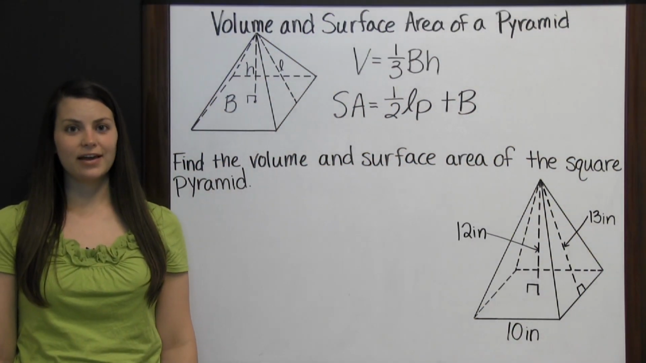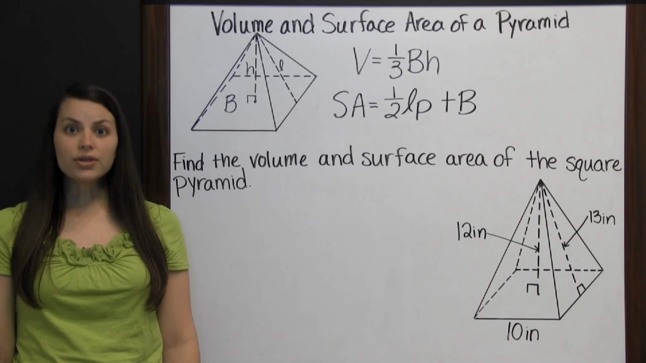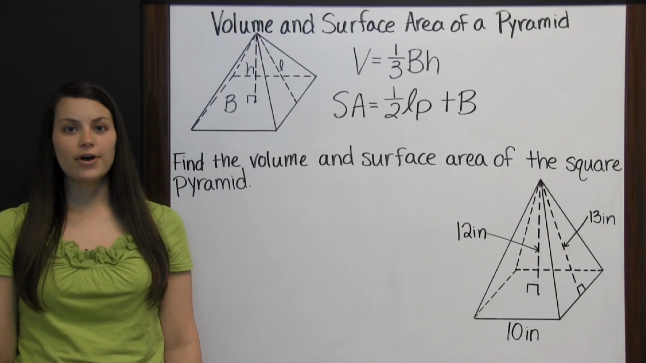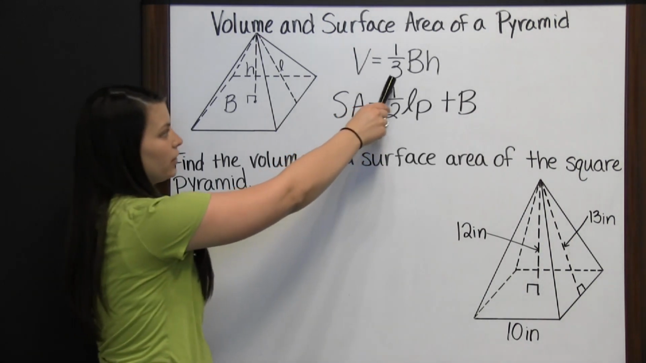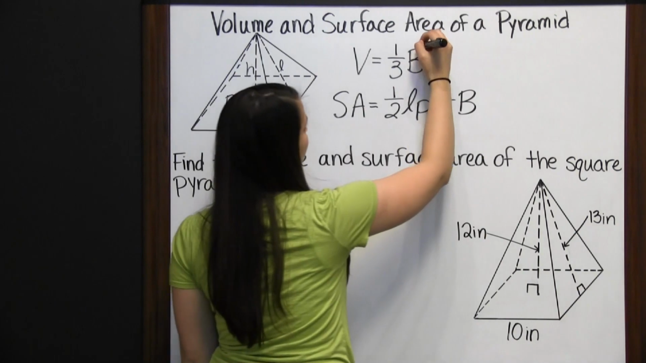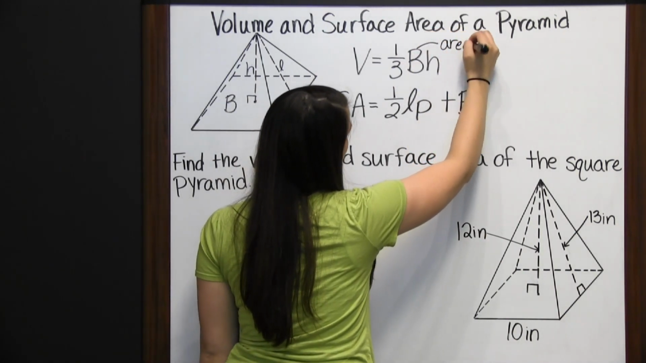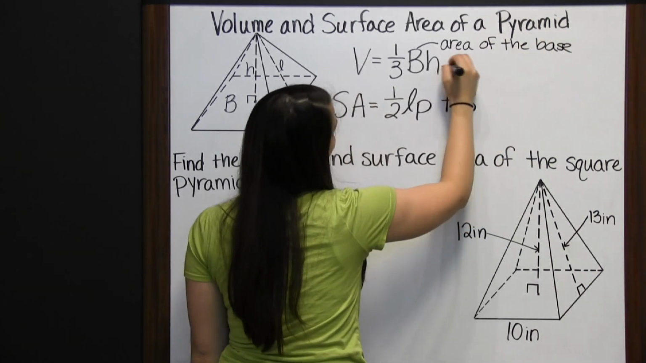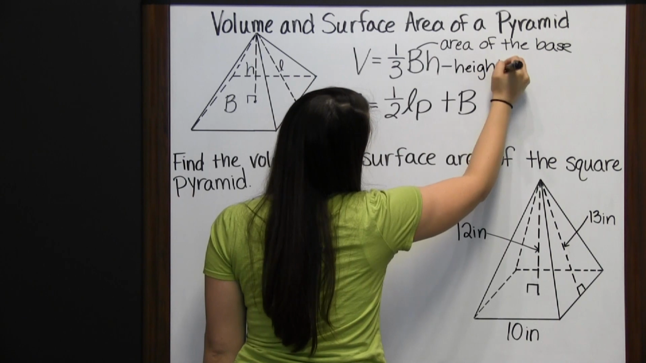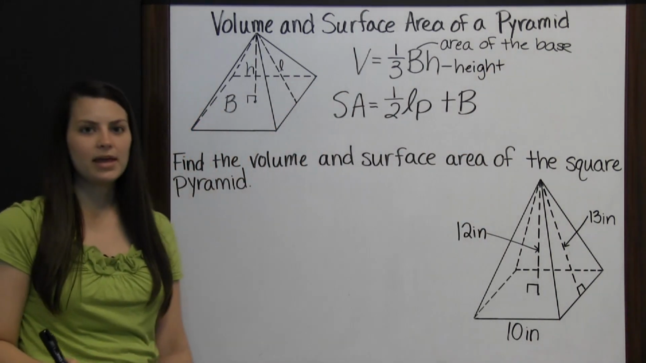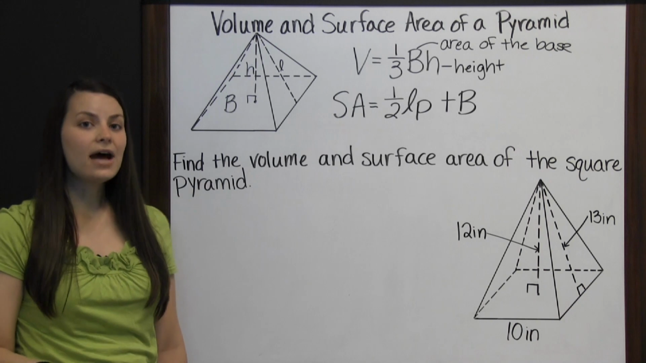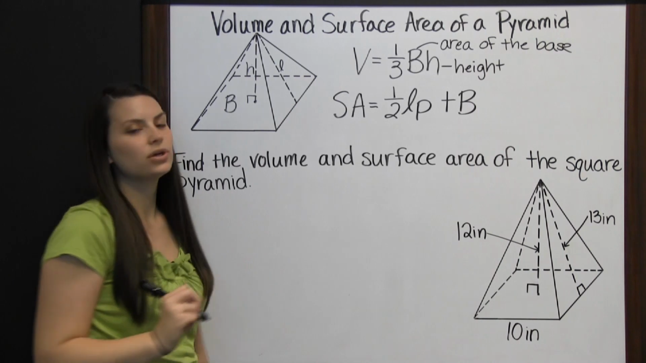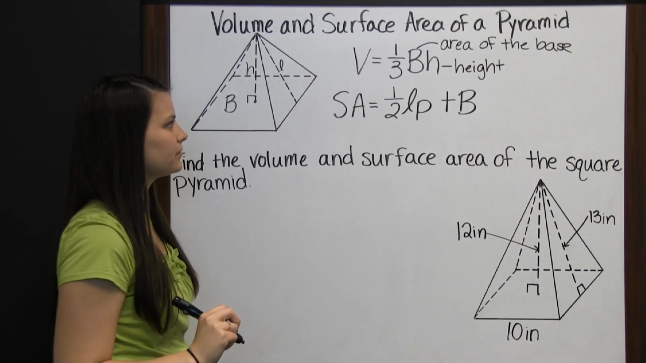Volume and surface area of a pyramid. Volume is the space that a figure occupies. To find the volume of a pyramid, take 1/3 of the area of the base, capital B stands for area of the base, times the height of the pyramid. The height of a pyramid is the altitude, and the altitude is the perpendicular segment from the vertex perpendicular to the base of the pyramid.